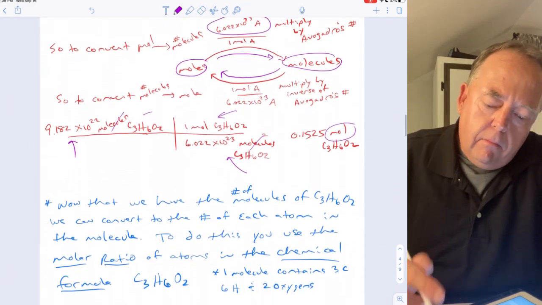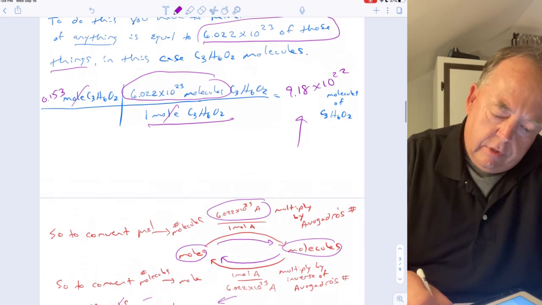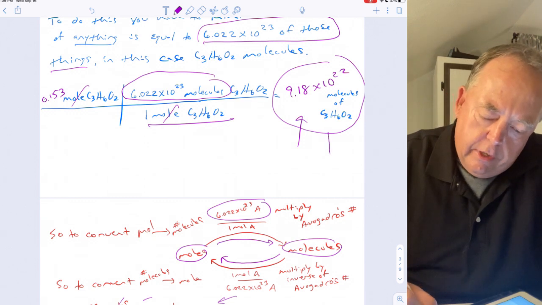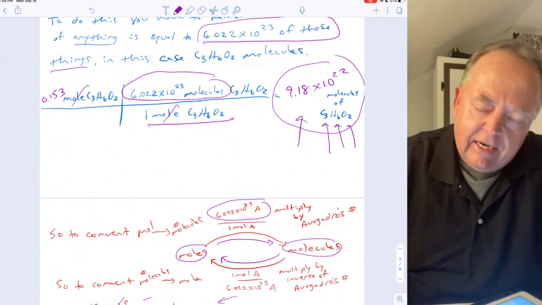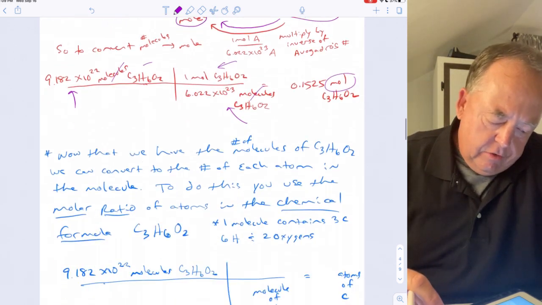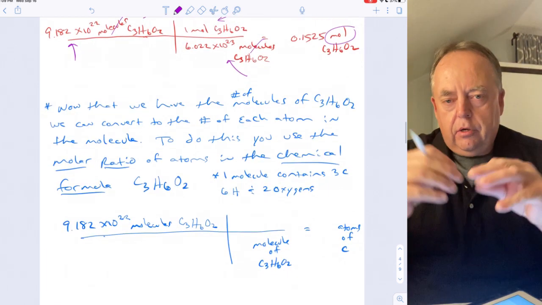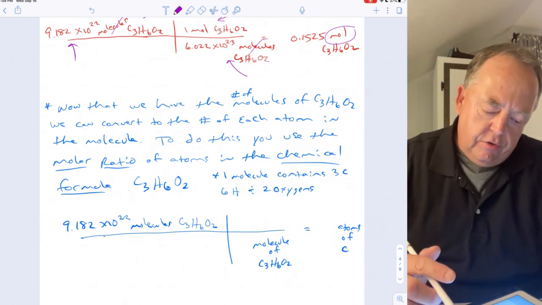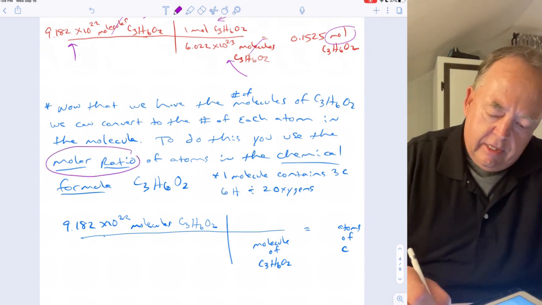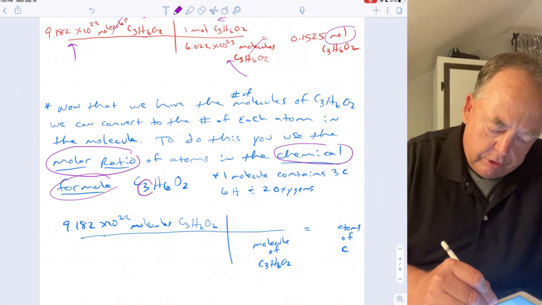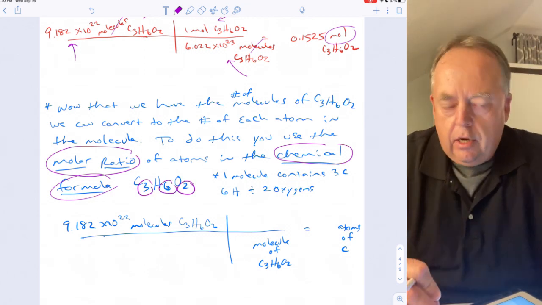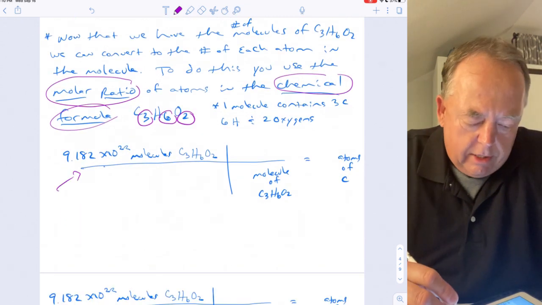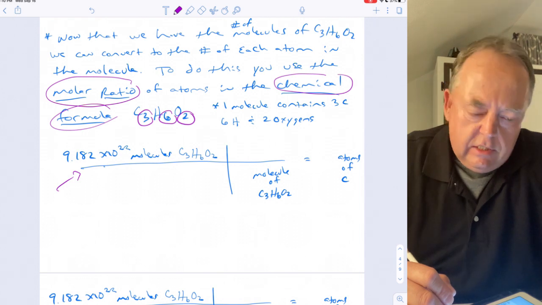Okay, so now that we know how many molecules of this we have, 9.18 times 10 to the 22nd, now we can answer the question, how many carbons, how many hydrogens, and how many oxygens are there? And to do that, we want to take the molecule and start breaking it apart into pieces. How many carbons are there? How many hydrogens are there? How many oxygens are there? To do that, you use the molar ratio in the chemical formula, right? So that's where you use these numbers, if we want to talk about how many carbons, hydrogens, and oxygens there are. So we just calculated that there's 9.182 times 10 to the 22 molecules of C3H6O2.